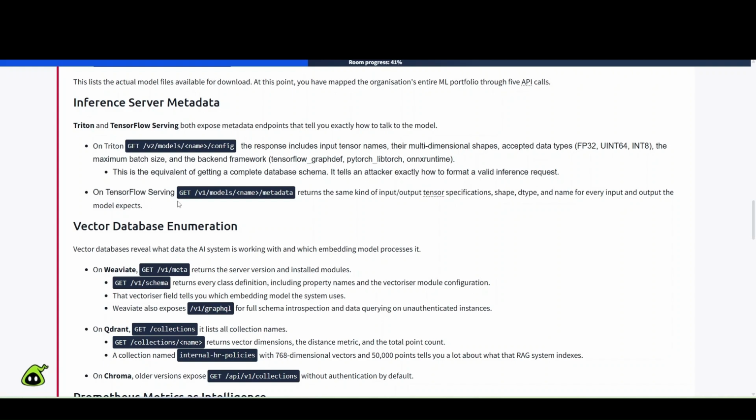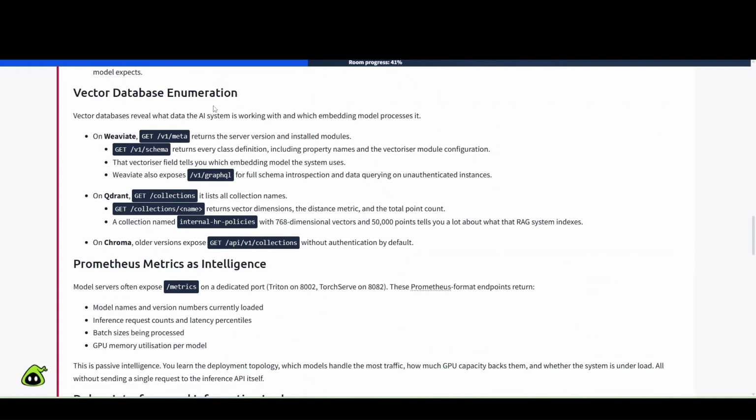On TensorFlow Serving, GET v1/models/name/metadata returns the same kind of input-output tensor specifications: shape, dtype, and name for every input and output the model expects. Vector database enumeration.